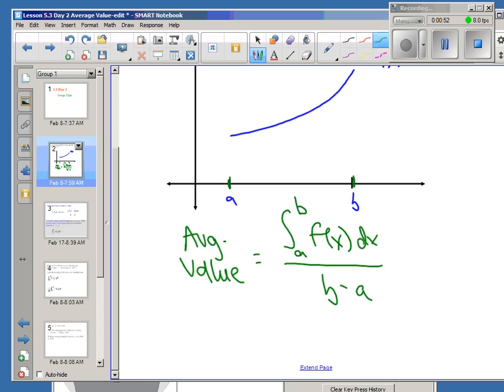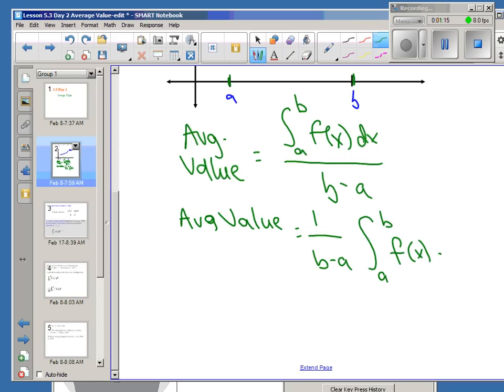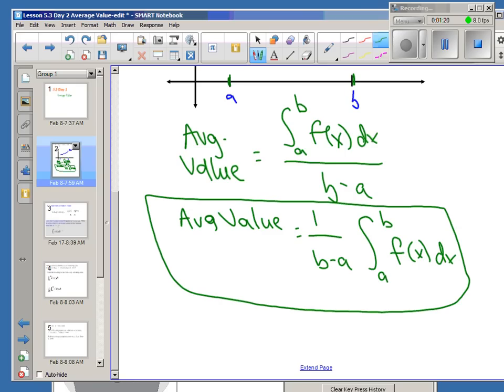And we rewrite this a little bit differently. The average value, we take that 1 over b minus a and write it as 1 over b minus a times the integral from a to b of f of x dx. So this is that formula we're going to use to find the average value of a function on a closed interval.